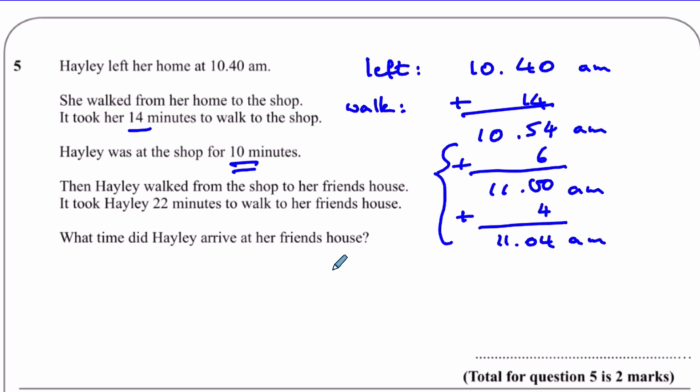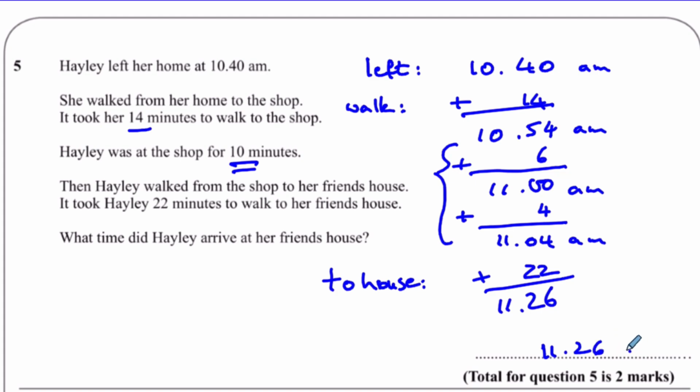And then it takes her 22 minutes to walk to her friend's house. What time did Haley arrive at her friend's house? She arrived at 11:04 plus 22, which is 11:26 a.m. And write this in the correct place. Make it easy for the person marking this to give you the marks.